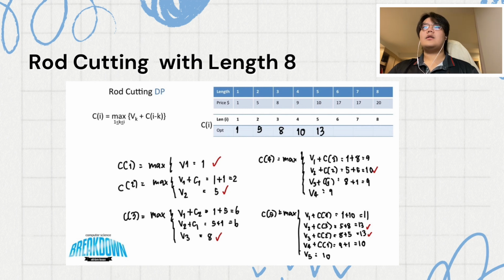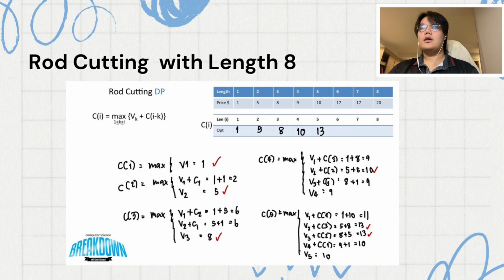C1 equals max, V1 equals 1 because the original value of 1 is equal to 1. C2: V1 plus C1 is equal to 1 plus 1 equal to 2, and V2 is equal to 5. So you will see that V2 is more than V1 plus C1, so the maximum of it is 5. And C3: V1 plus C2 equal to 1 plus 5 equal to 6, and V3 equal to 8. So 8 is more than 6, so C3 is equal to 8.